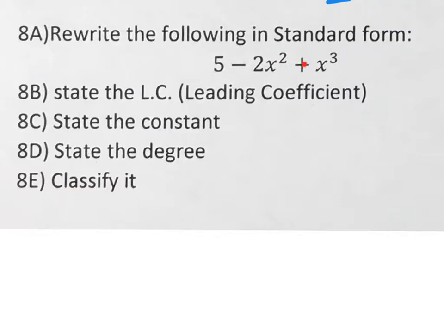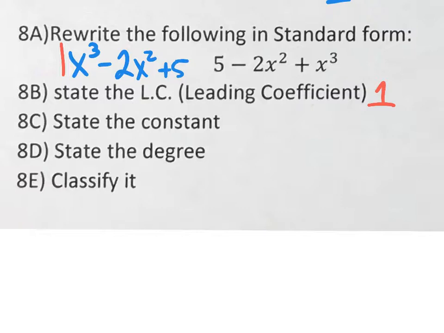So let's first rewrite this in standard form. What should my first term be when I rewrite it? x to the third power? Minus 2x squared, and then? Plus 5. Okay, so this in blue is now the standard form polynomial. Now, looking at the standard form polynomial, what is the leading coefficient? The leading coefficient is 1. That's right. So we're going to put a 1 right there for 8b.